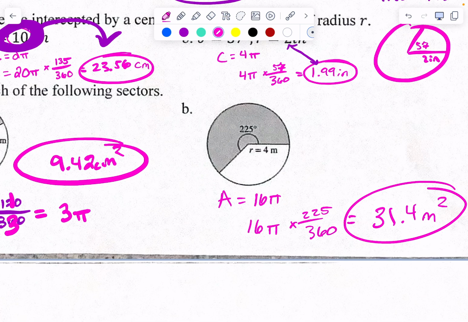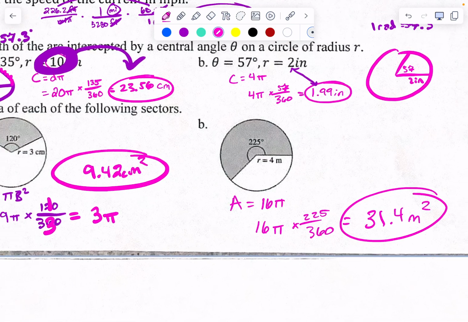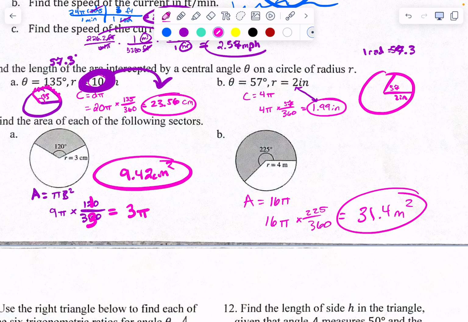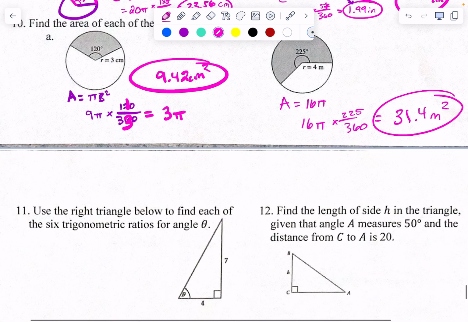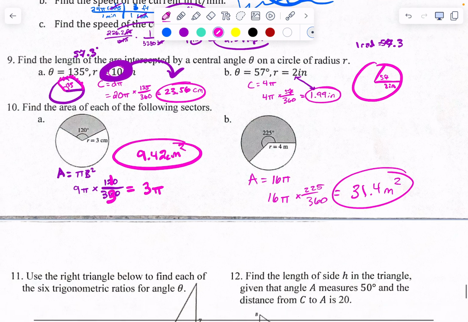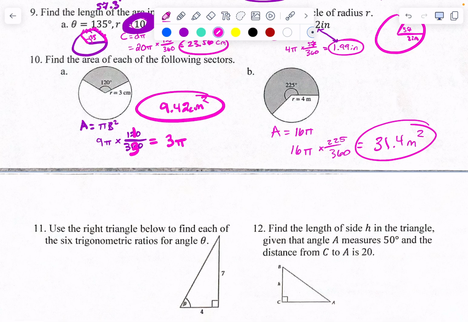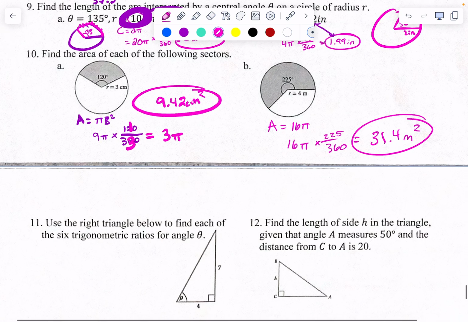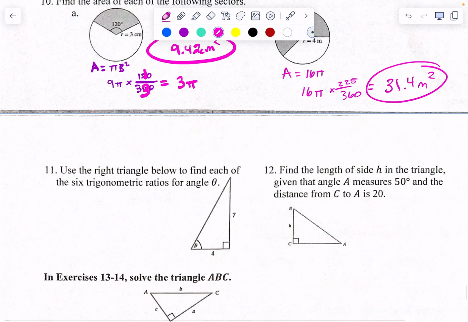Did you get that? 31.4 or 10 pi meters squared for B? I guess. You guess? Beautiful, beautiful, beautiful. 10 pi? Scroll. Yeah? Maybe? Okay. No? To the back? To the back.